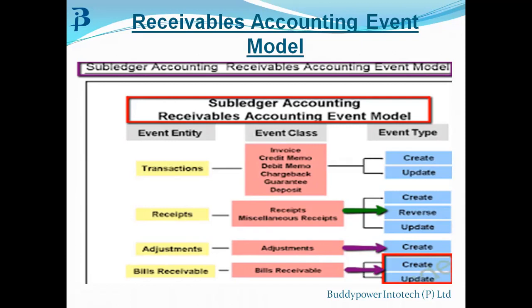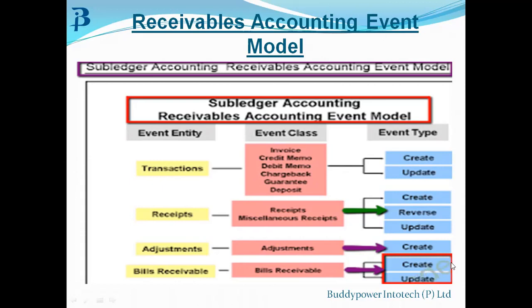So you can modify the accounting setup to create accounting for some events and not for others. That is possible in your event model. In Oracle Subledger Accounting, events are categorized into event types. These are the event types like create, update, create, reverse, update. Create is for adjustments, and for bills receivables you have create and update.